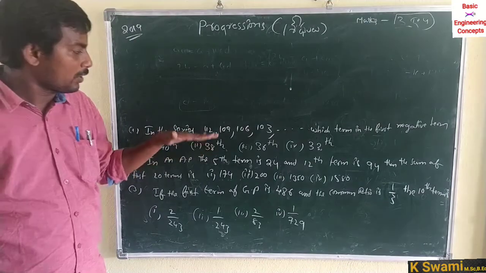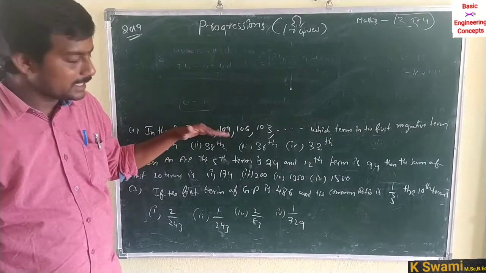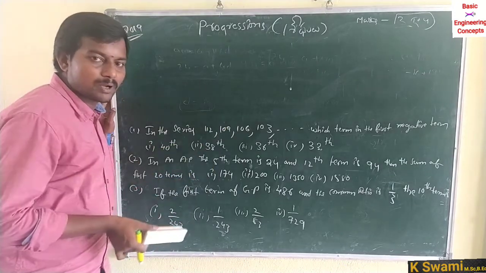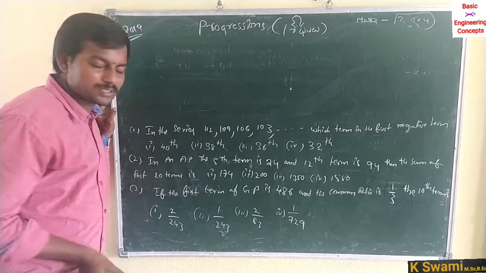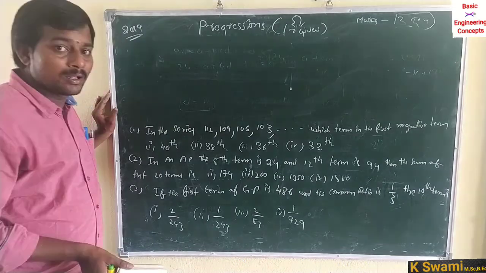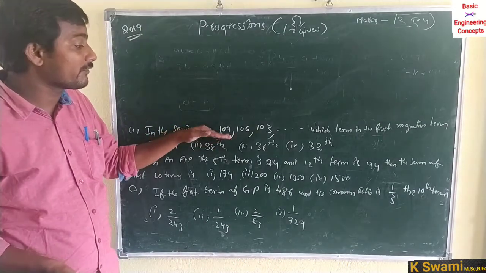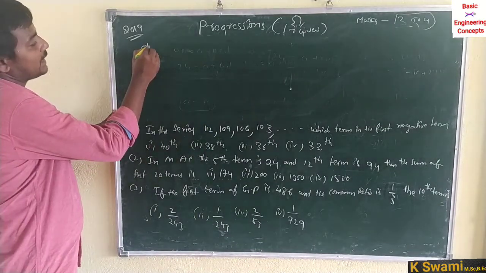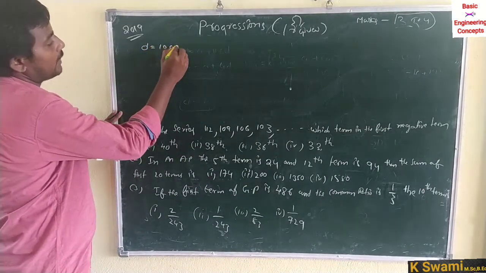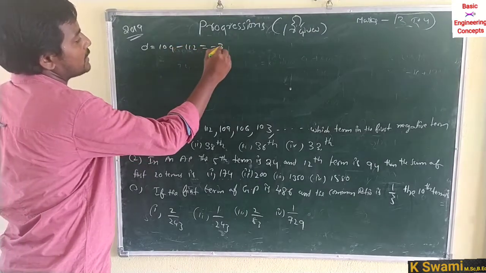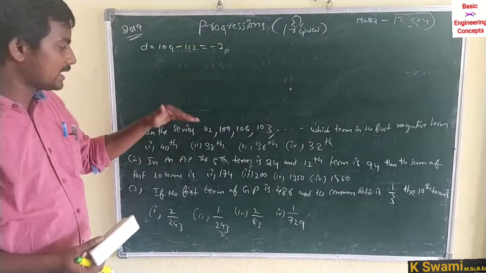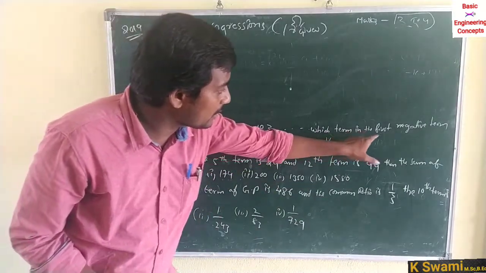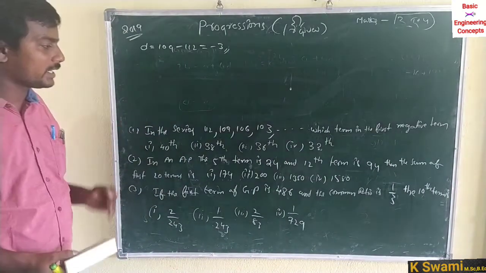So first of all, observe: this series is in AP or GP. Actually, 109 minus 112 and 106 minus 109, the common difference is equal to -3. So D is equal to 109 minus 112, which is -3. So this series is in AP. So which term is the first negative term?